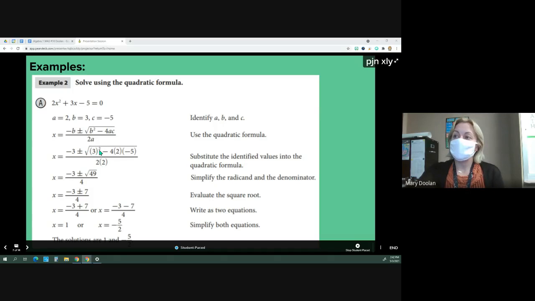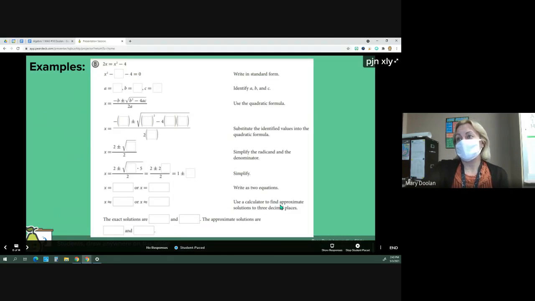So 3 squared is 9, minus 4 times 2 times negative 5. 4 times 2 is 8. 8 times 5 is 40. This subtraction sign and this negative sign turns into 9 plus 40, or 49, the square root of 49, which is 7. In the denominator, 2 times 2 is 4. Okay, and then they break apart into 2 equations, and they simplify it. And you get your 2 answers.